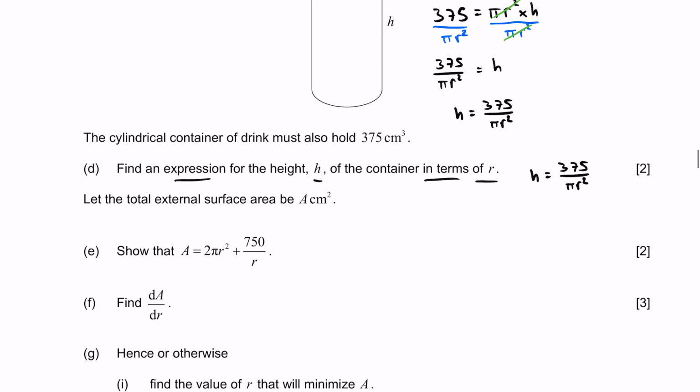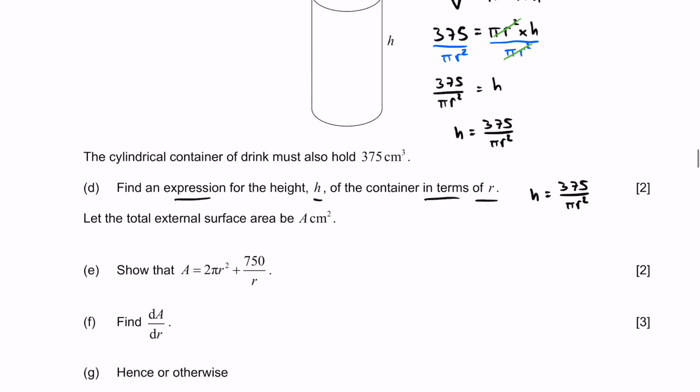Okay. Let the total external surface area be a centimeters squared. Show that a is equal to 2 pi r squared plus 750 over r. This is a 2-mark question. Okay. So a is the surface area.